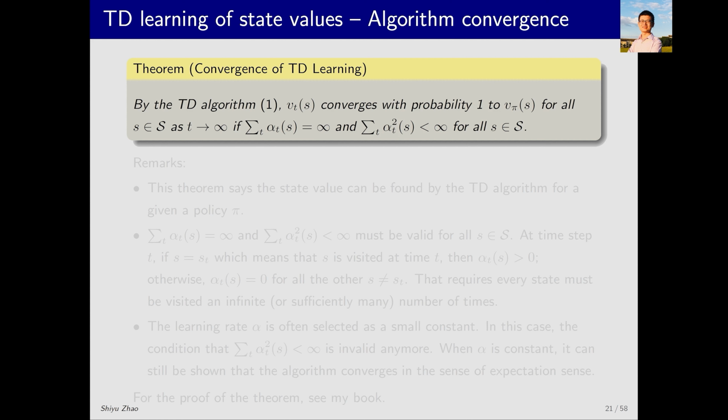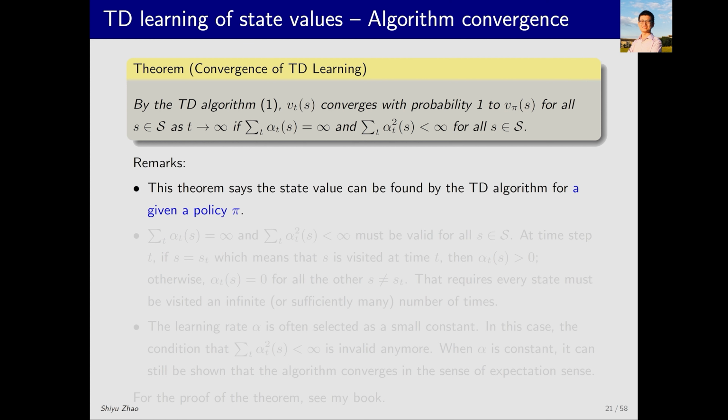The strict convergence result for the TD algorithm is as follows. The theorem states that V_t(s) will eventually converge to V_π(s) if this condition is met. This condition is about the coefficient α_t. If you have studied the RM algorithm or the stochastic gradient descent algorithm in our previous lecture, you will find this condition familiar. I will not go through the proof of this theorem here. You can refer to my book for detailed explanations if you are interested.